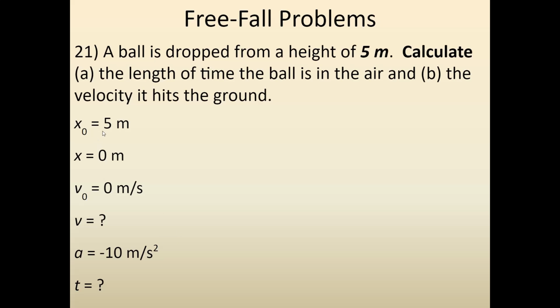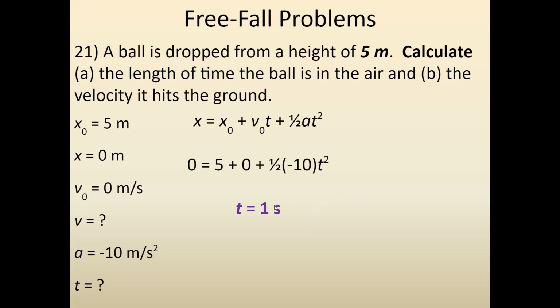So based off the information, if I want to find time, the only equation that makes sense is the one that uses x. Now, of course, I could answer this out of order. That's perfectly fine. If you want to do velocity first, do that. But if we do the annoying x equation and plug all the numbers in, we get that the time it takes to hit the ground is going to be 1 second.